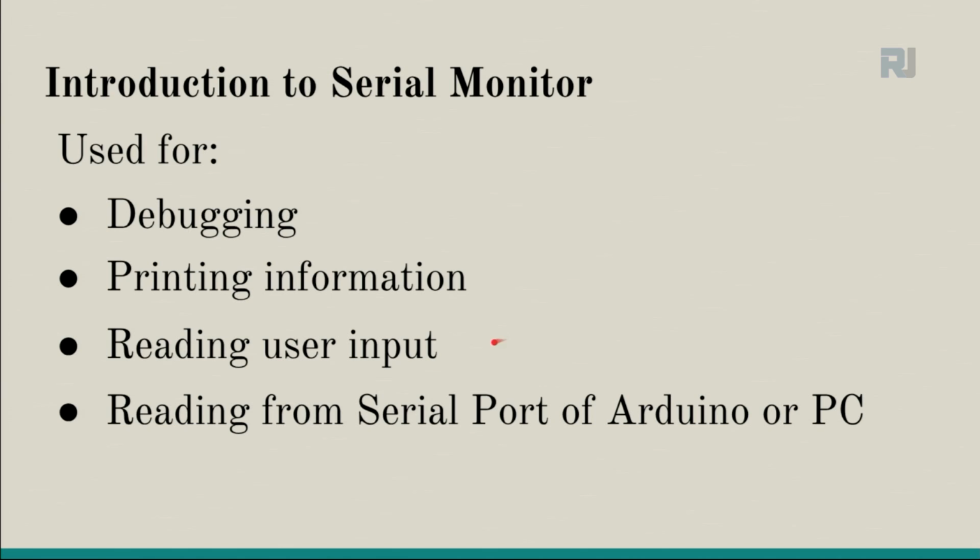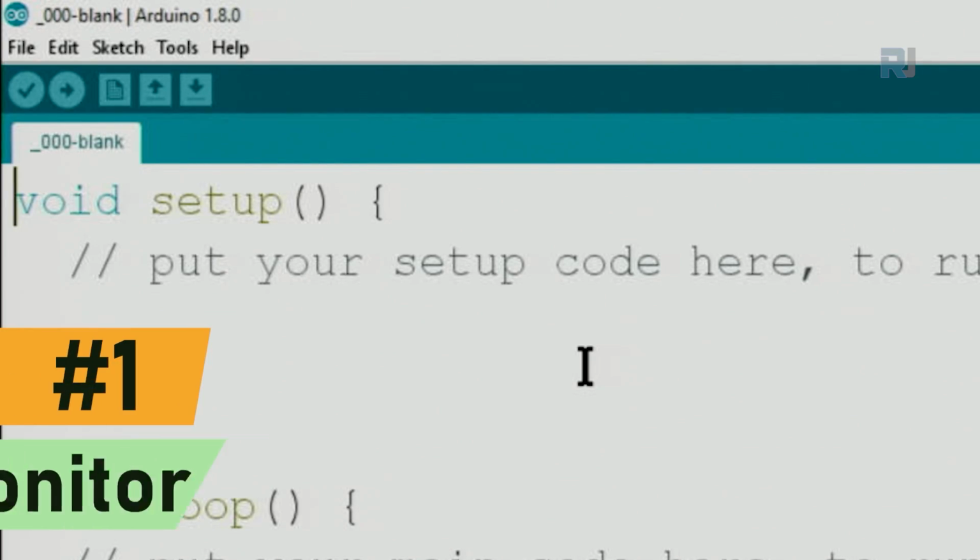and it's used to read the serial port information of Arduino or from a PC. So it can read data from the serial port, for example, from USB or other means of serial. You can read the data using serial monitor. You can open serial monitor in 3 ways.